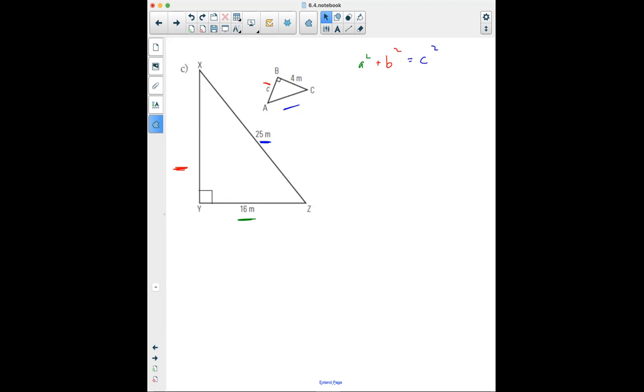Okay, so let's go ahead and solve for that red side, for my b squared. Okay, so we need to subtract a squared from both sides to get b all by itself. And then to get b by itself, we need to get rid of that squared. We'll take the square root of both sides. So b is equal to the square root of c squared minus a squared.